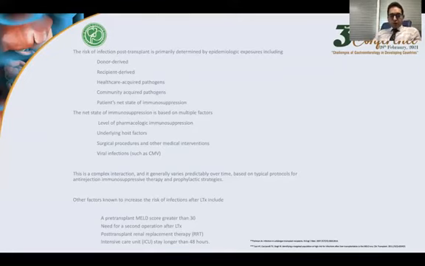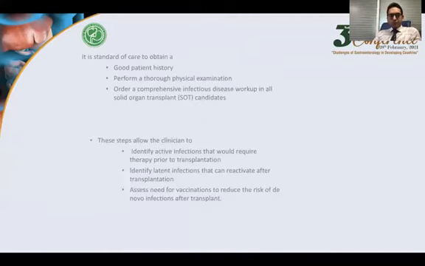Other factors known to increase the risk of infections after liver transplant include pre transplant MELD score of more than 30, need for a second operation after transplant surgery, post transplant renal replacement therapy requirement, and intensive care stay longer than 48 hours.